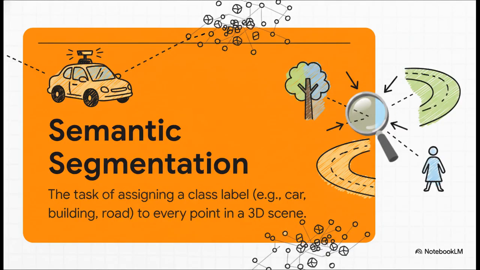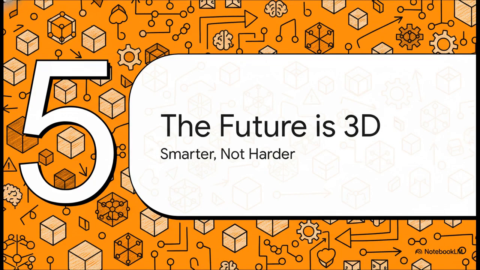And this benefit extends to even more complex, really important tasks like semantic segmentation. This is absolutely critical for things like self-driving cars or advanced robotics. This is where an AI doesn't just need to know, hey, there's a car over there, but it needs to label every single point in the entire scene as car, road, person, or building so it can navigate safely. So at the end of the day, the breakthrough of OctNet wasn't just about making things run faster or use less memory. It was about making AI fundamentally smarter by teaching it how to be more efficient.